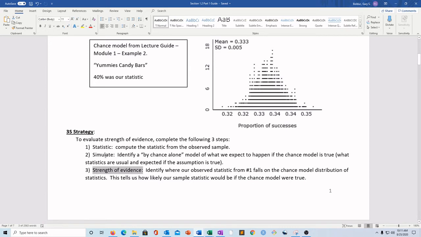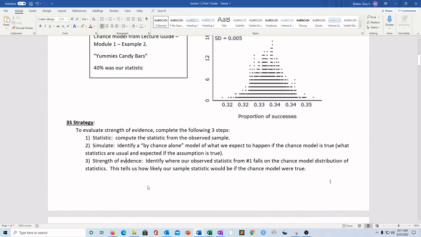So this is the 3 S's. Get a statistic, figure out a chance model and simulate, get a nice picture here, compare your data to the chance model to find out, do you have strong evidence, do you have weak evidence, do you have basically no evidence against the model. So that's a key point, against the model. Okay.